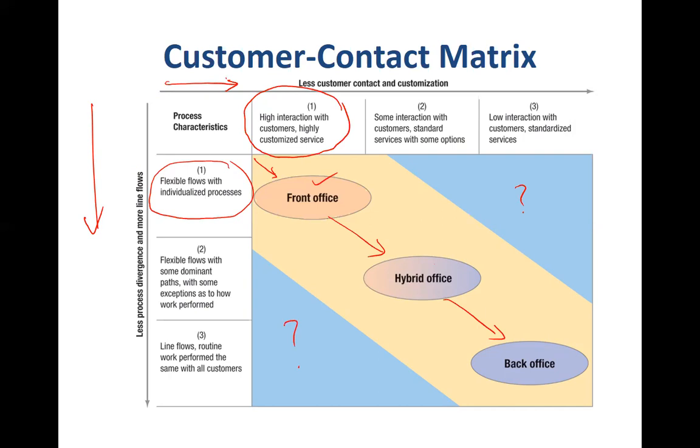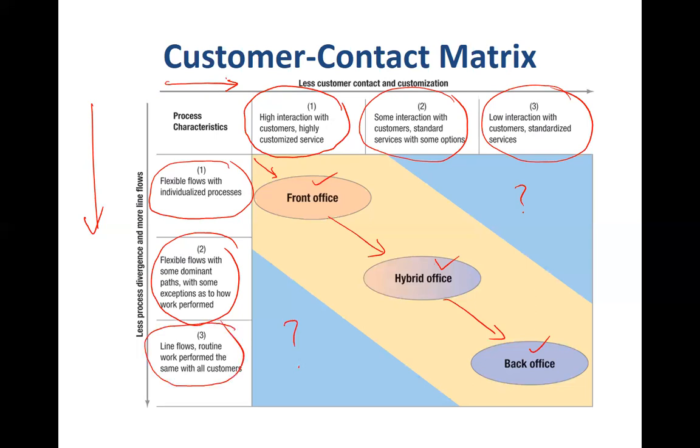The second service process structure that we have is a hybrid office, which is flexible flows with some dominant paths and some exceptions as to how the work will be performed. But there's some bit of standardization here. And as far as customer contact is concerned, there is some interaction with customers, but standard services with some options that are being offered. So that would be a hybrid office kind of a service structure. And finally, you have the back office, which is one where you have low interaction with customers, very standardized services. And as far as process divergence is concerned, it's a line flow, routine work performed the same with all customers.